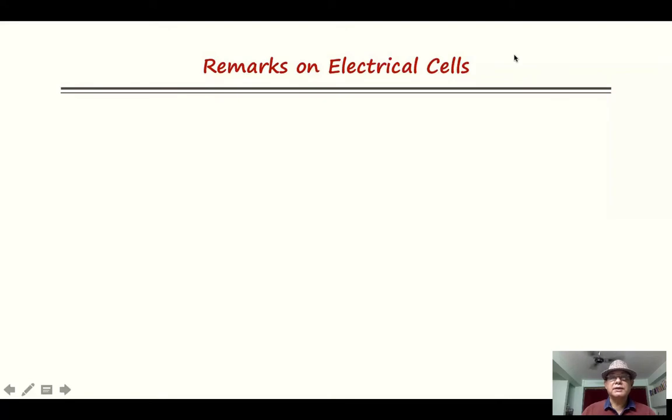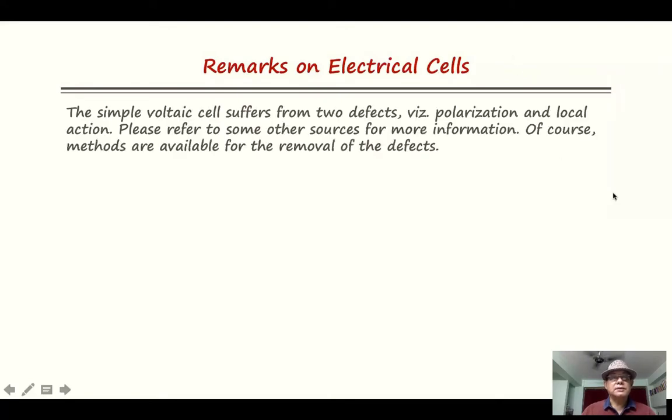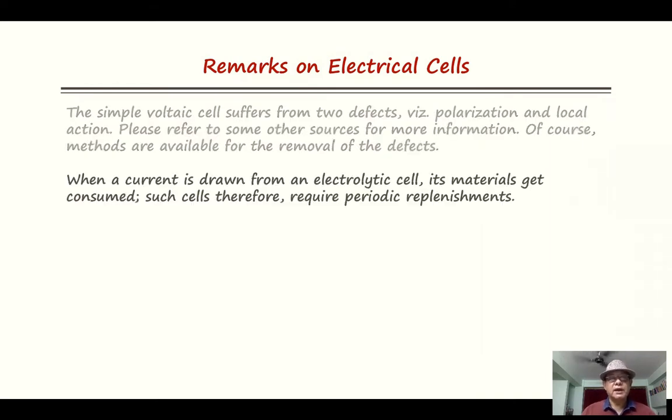Remarks on electrical cells. The simple voltaic cell suffers from two defects, namely polarization and local action. Please refer to some other sources for more information. Of course, methods are available for the removal of the defects. When a current is drawn from an electrolytic cell, its materials get consumed. Such cells, therefore, require periodic replenishments.